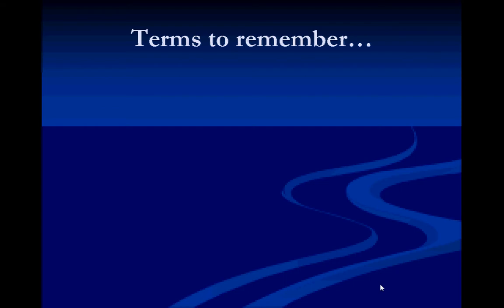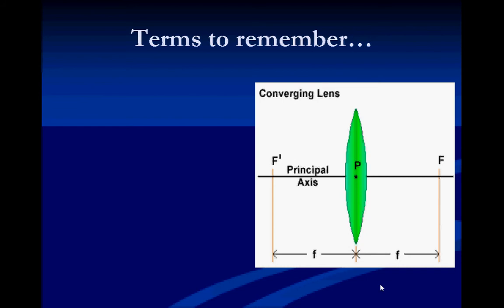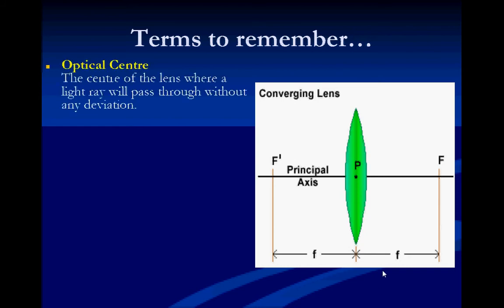Before we proceed to draw the ray diagrams, there are several terms that you need to remember. With reference to the diagrams shown on the right, the first point that you need to know is called the optical center of the lens. Now, where is this optical center? This is a point where any light ray will pass through without any bending or deviation. As shown, this black dot here is the optical center.